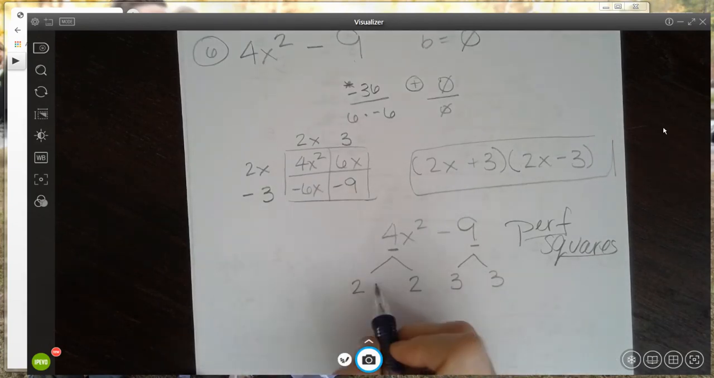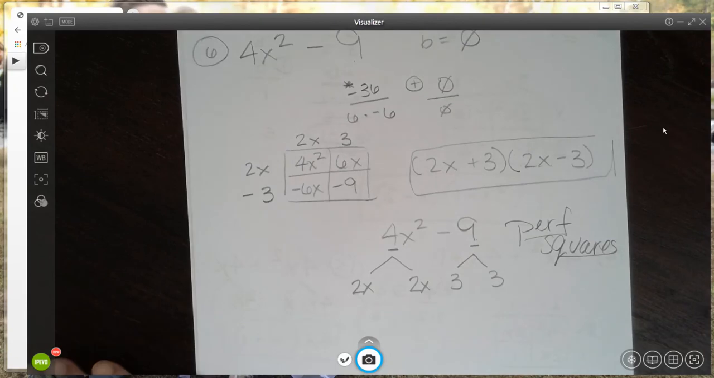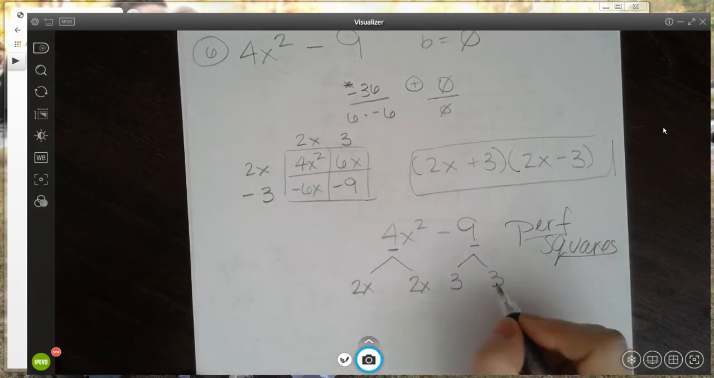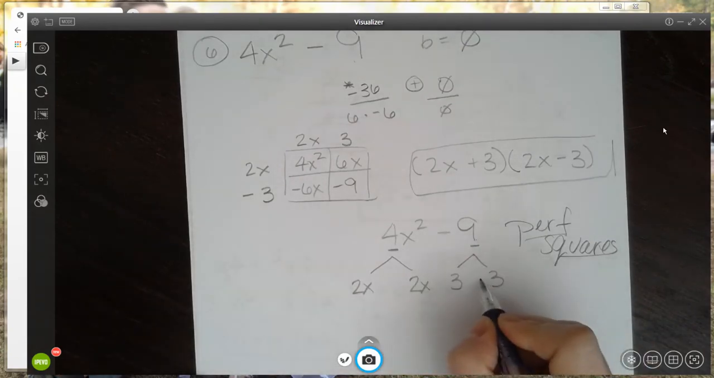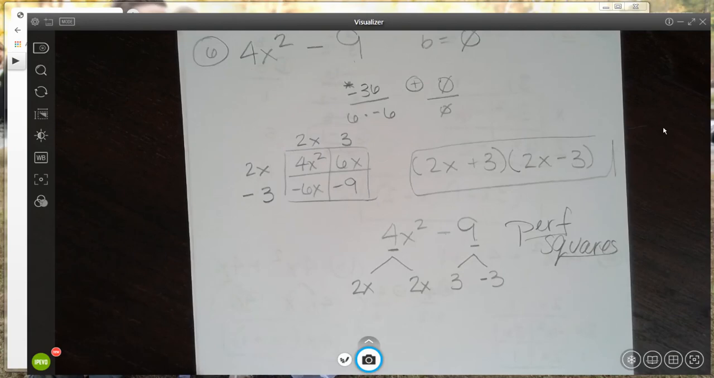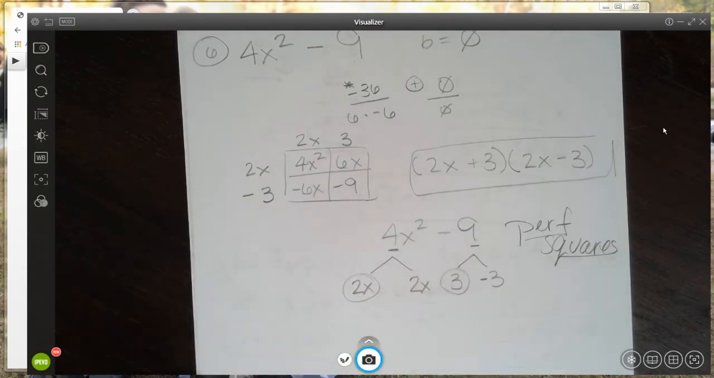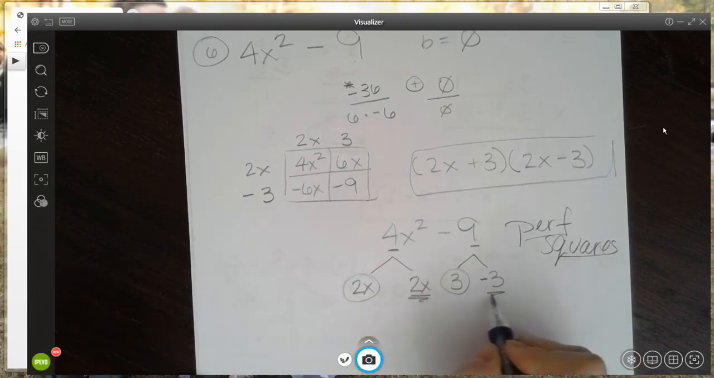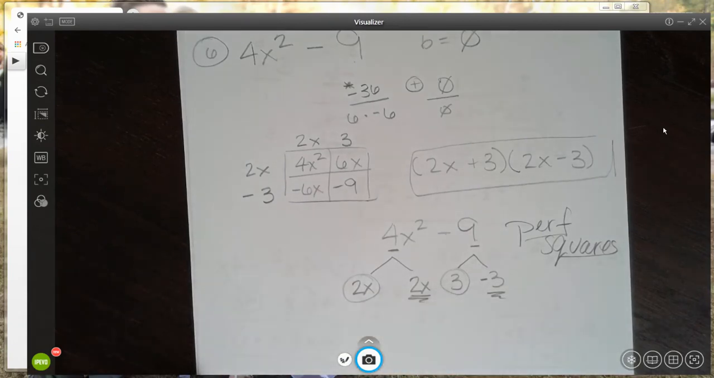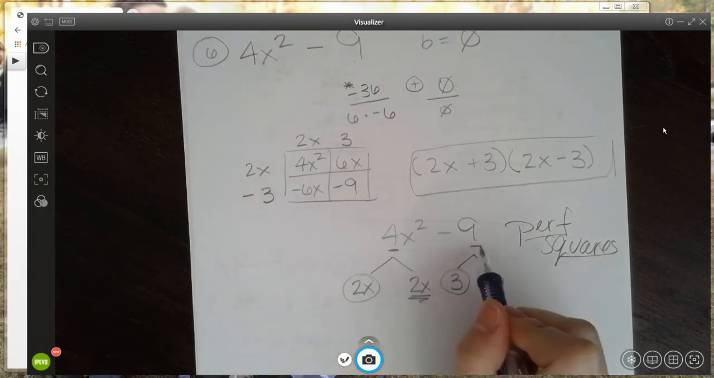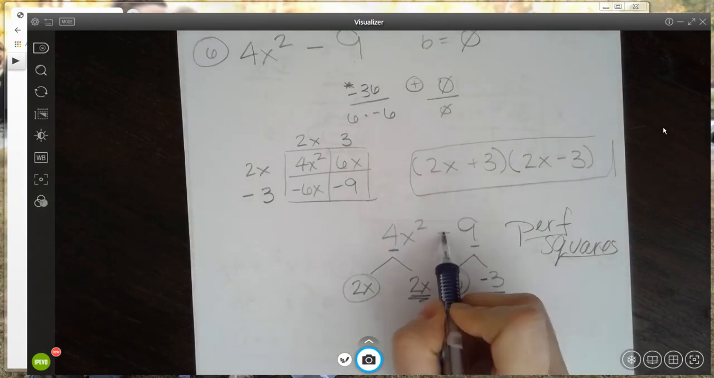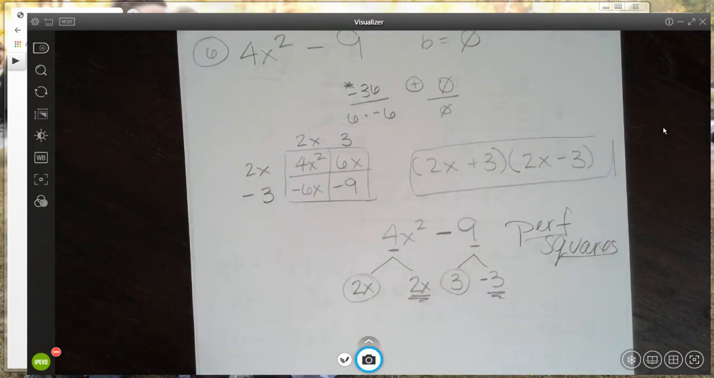Now this also is going to have x's with both of these, and one of these 3's, since it's negative 9, will have to be negative. And you'll notice 2x plus 3, 2x minus 3. And again, this only works if there is no b value and a and c are perfect squares and there is a subtraction sign in between.